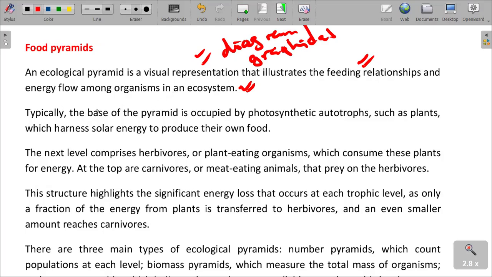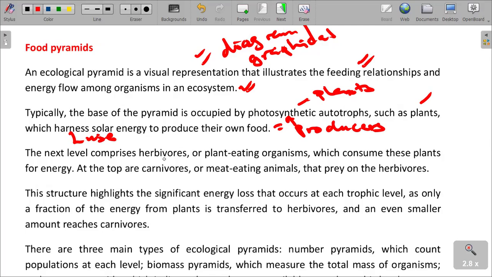Typically, the base of the pyramid is occupied by the photosynthetic autotrophs. These are plants. Plants occupy the base of the pyramid. They harness solar energy to produce their own food. Therefore, they are producers, because they are able to make their own food.